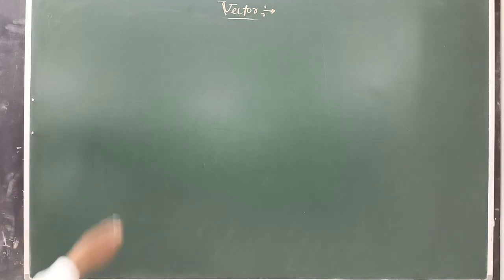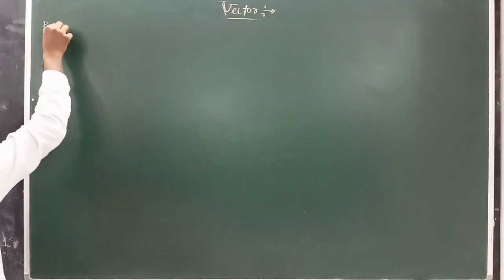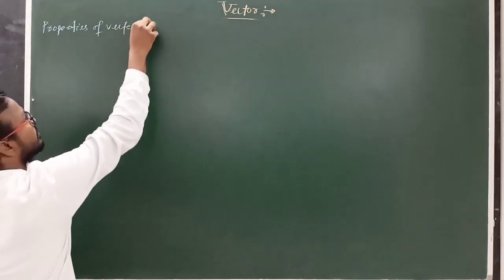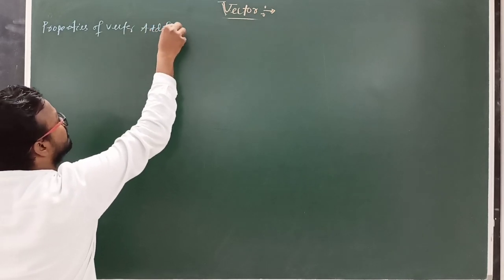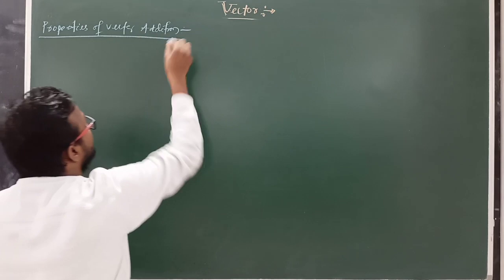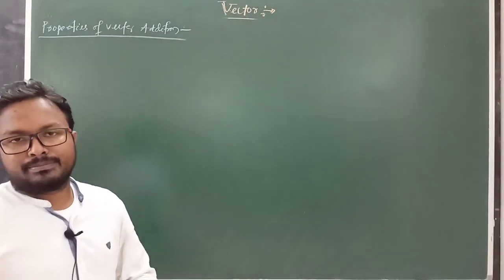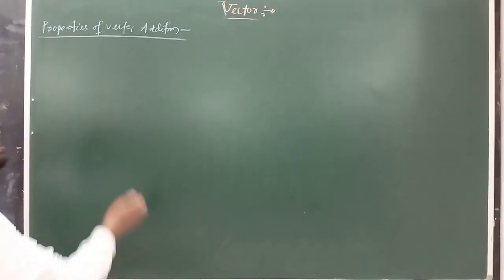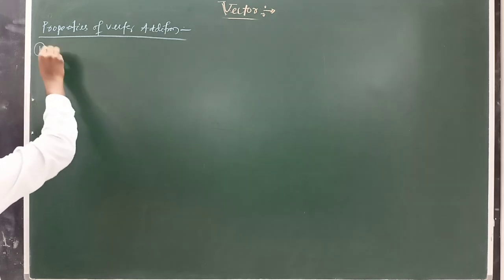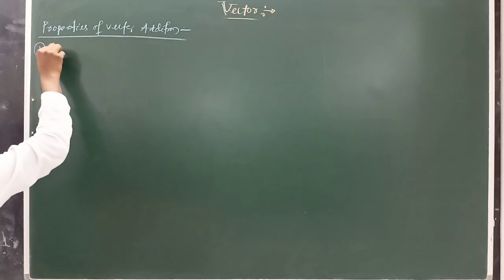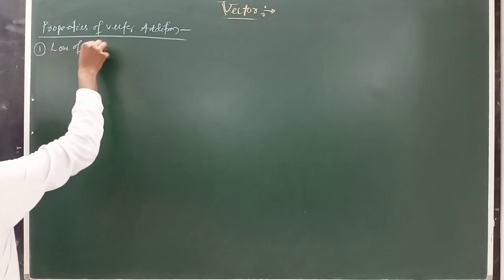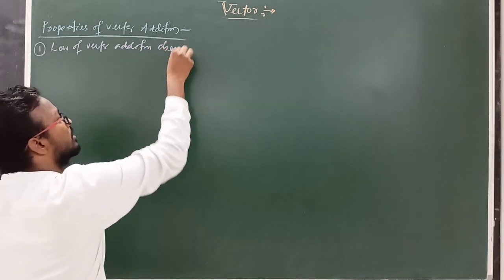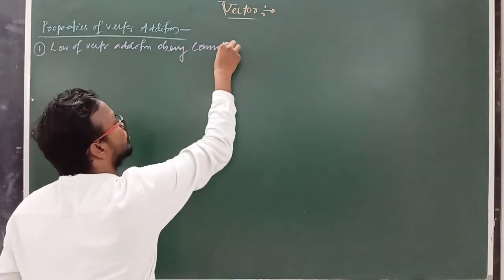Now let's start the properties of vector addition. We discussed three vector laws: the triangle law, parallelogram law and polygon law. Now we have to discuss the properties. The first property is known as the law of vector addition: vector addition obeys the commutative law.